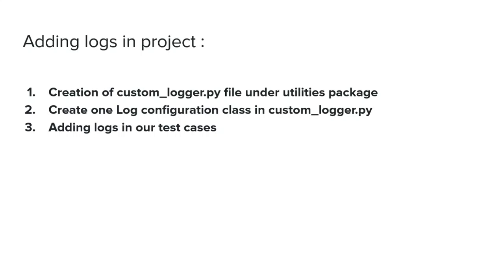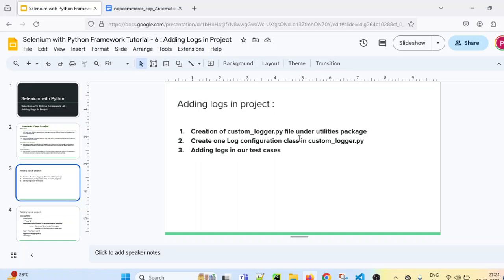To add the logs in our project, we first have to create one utility file inside our utilities package, that is customlogger.py. Then we will create one log configuration class in that customlogger.py file, and then we can add logs in our test cases. I will show you practically.